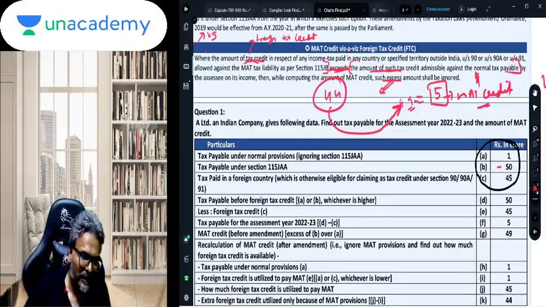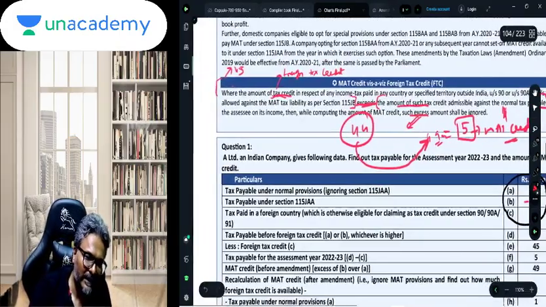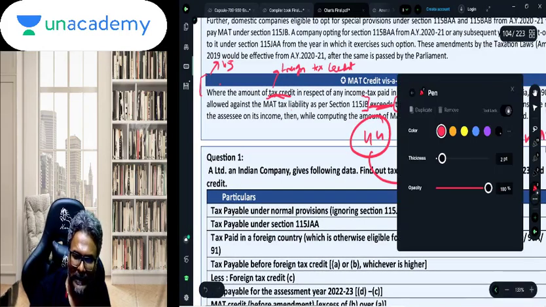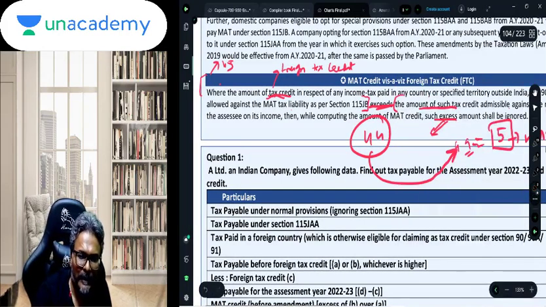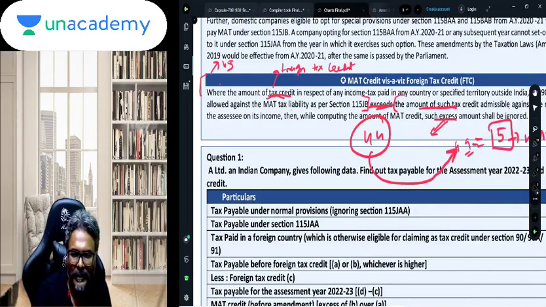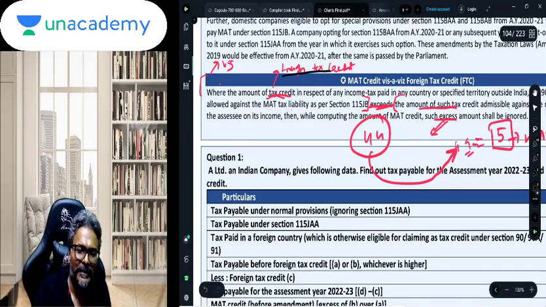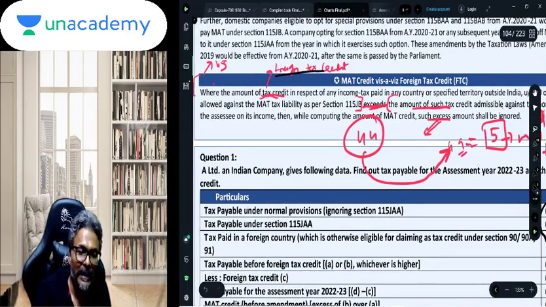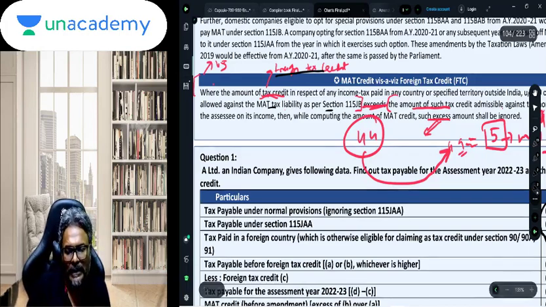45. Now see the statement they've given here in this case. Be careful about the way they have used the language. The language is: where the amount of tax credit in respect of income tax paid in any country, I have just written here, is foreign tax credit. So, where the amount of tax credit in respect of income tax paid in the foreign country outside India is allowed against the MAT liability as per 115JB. So how much is the foreign tax that can be allowed against the MAT liability?